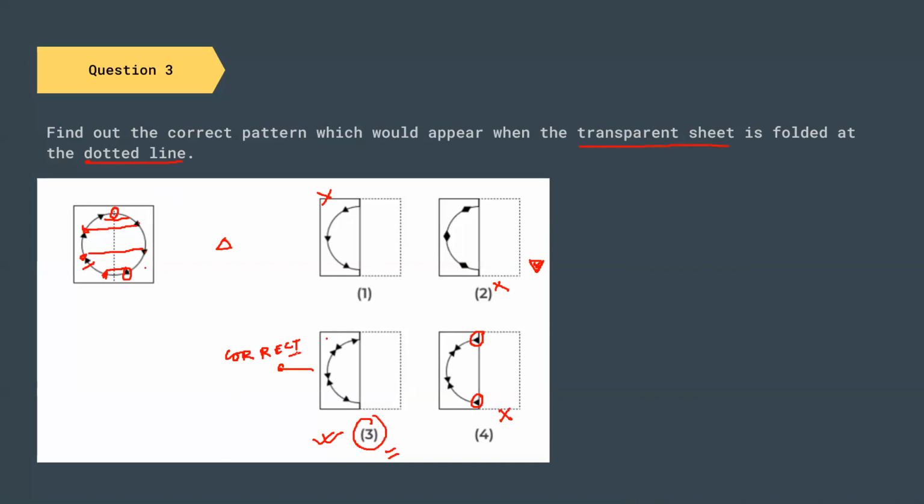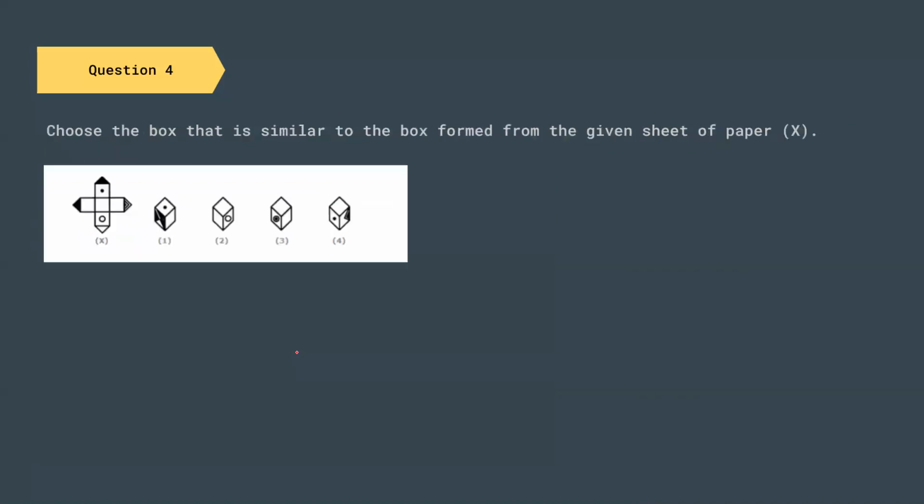Fine. Let us go to the next question. Okay. So again, we have a 2D figure. Choose the box that is similar to the box formed from the given sheet of paper X. So we take this one and we form a cube. So if we form a cube out of this, one face will be like this. This is your first face.